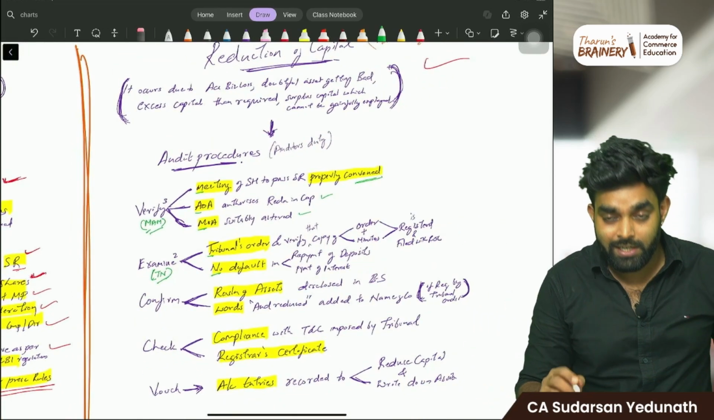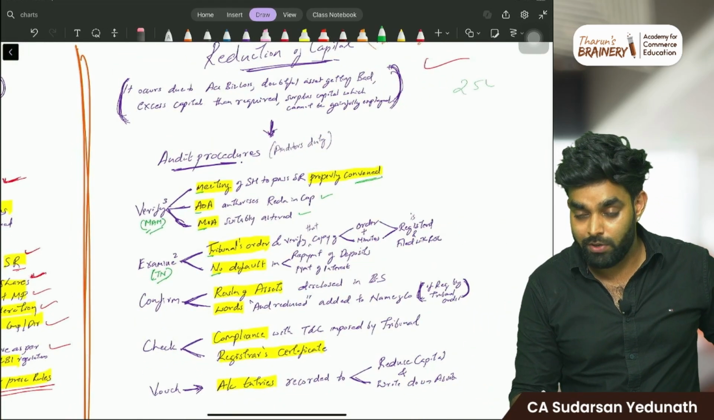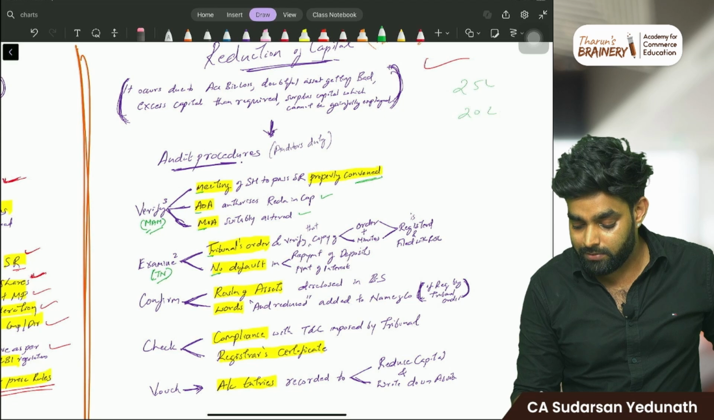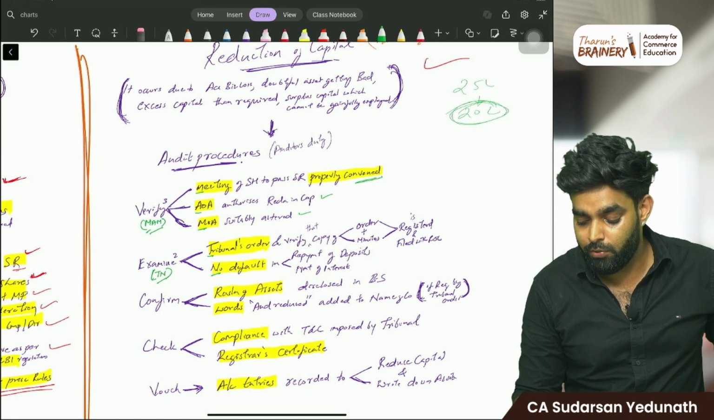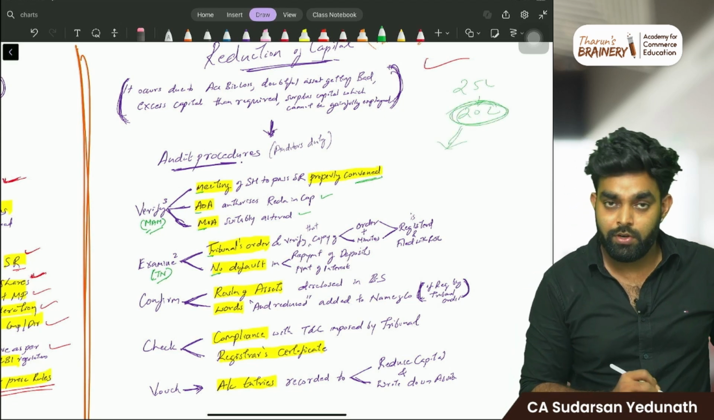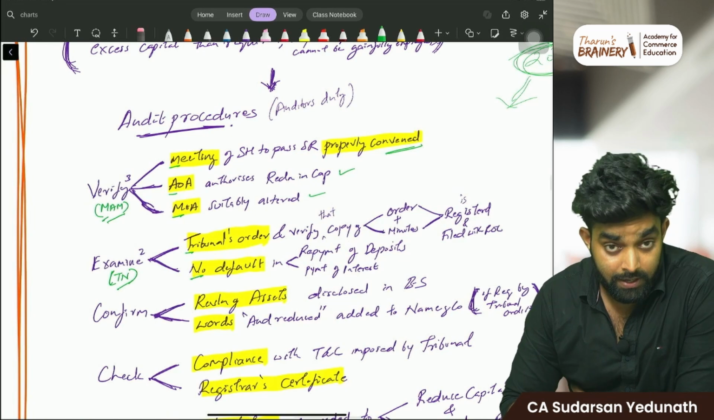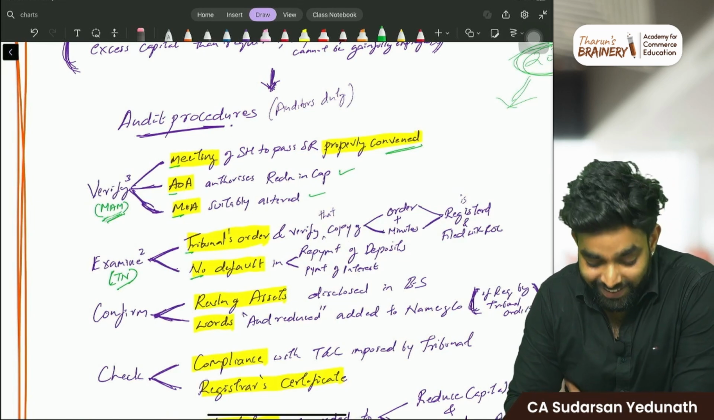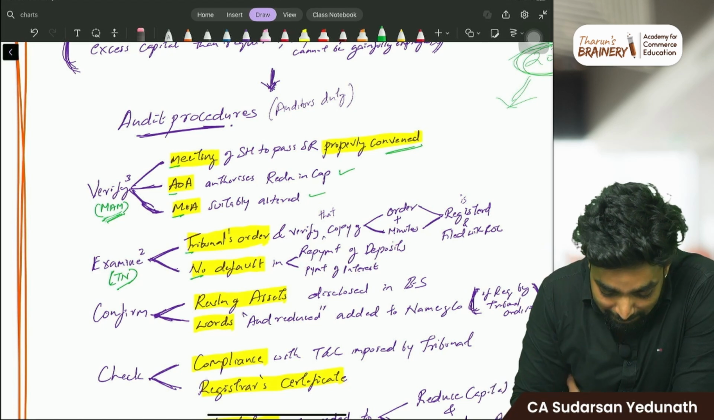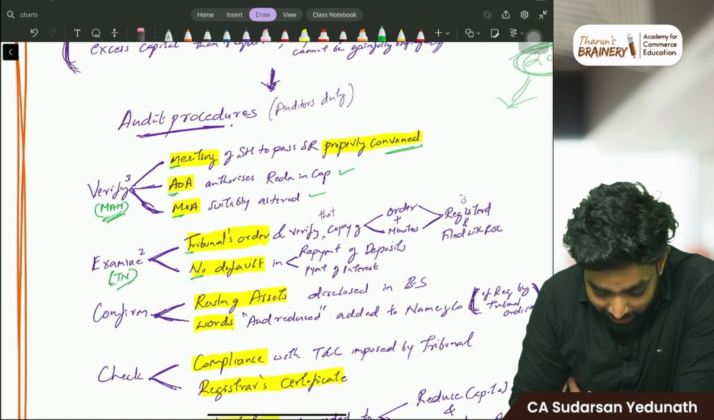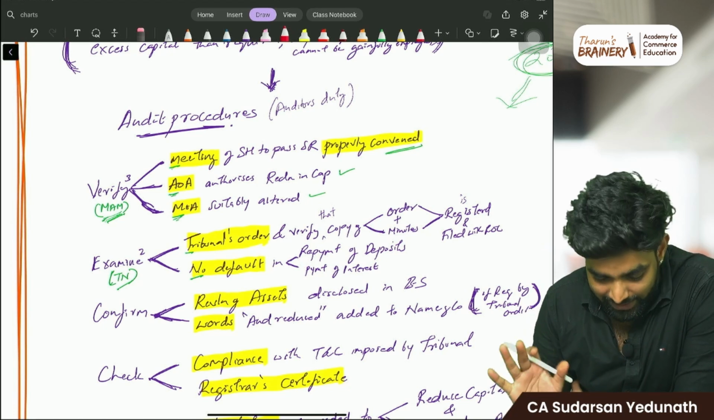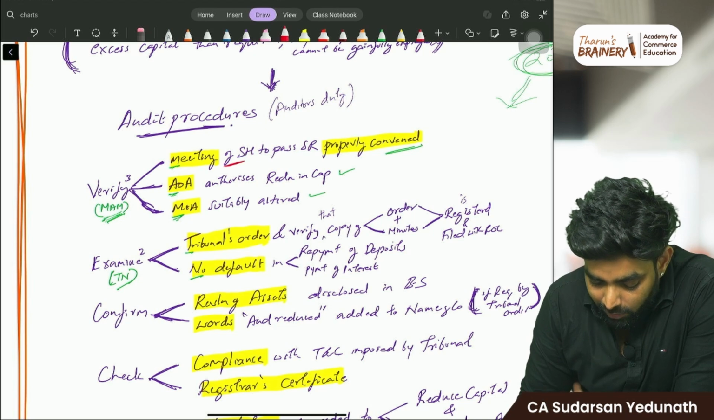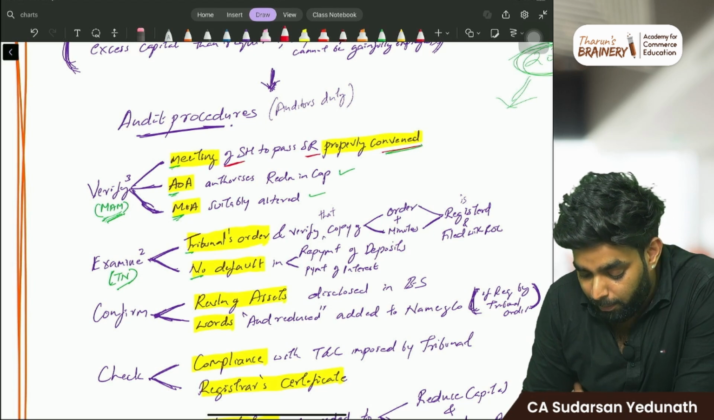So reduction of share capital means last year the company was having 25 lakh share capital, and this year it is reduced to 20 lakh. As an auditor, how do you need to verify that? These are the things you need to do. First, verify MAM. MAM means meeting, AOA and MOA. Verify that the meeting of shareholders to pass the special resolution has been properly convened.